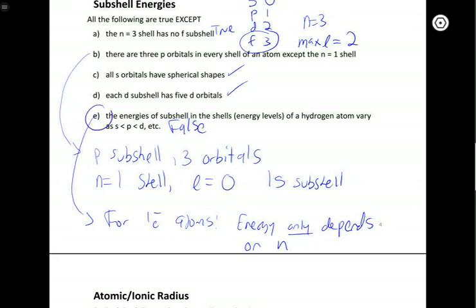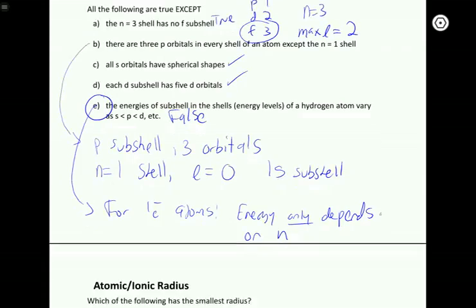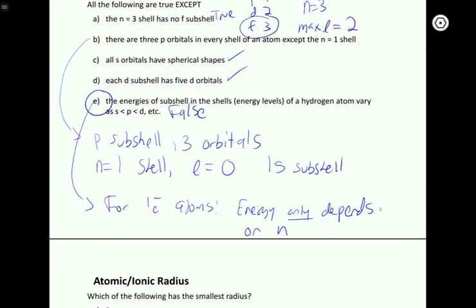All right, so choice E is the one we wanted to pick. Basically, there is an equal split between choice B and choice E, if I remember correctly. So many of us picked choice B, but remember we can't have p orbitals in n equals 1. And for choice E, it only depends on the value of n. All right, so we want to get those things right.